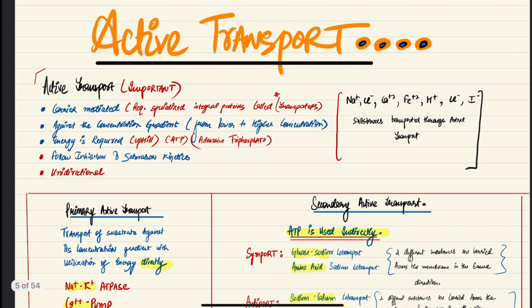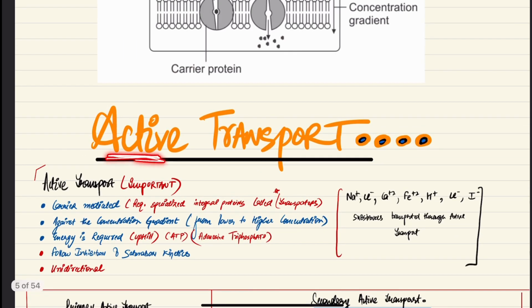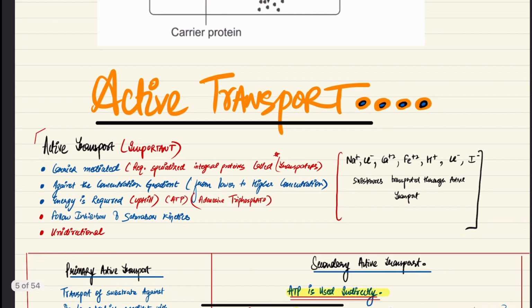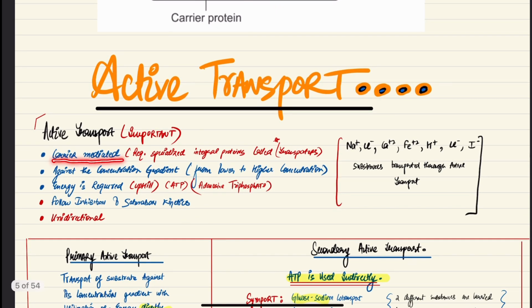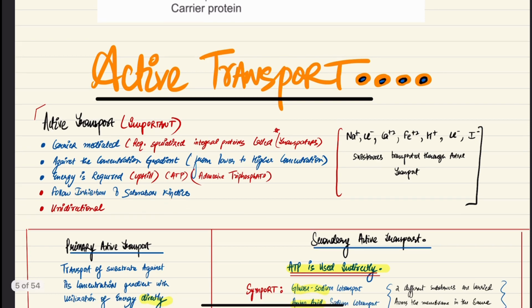Now let's talk about active transport. Active means it actively requires energy. It requires ATP. It is also carrier mediated. It requires specialized integral proteins called transport proteins, or transport pumps. It works against the concentration gradient. What does that mean? It means it is an uphill process which requires energy, ATP, adenosine triphosphate. It follows inhibition and saturation kinetics, and it is a unidirectional process.